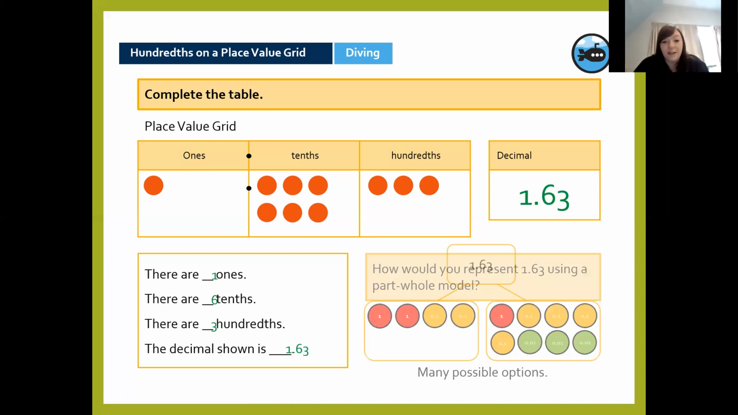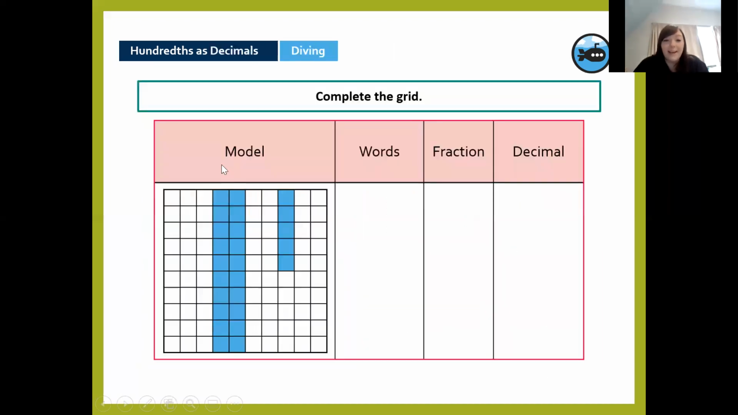Good, well done. Okay, here you have a bar model and it's split into hundredths. There are 100 equal parts. So to work that out as a fraction, you have to count how many there are shaded in. So pause the video now and count how many are shaded in, and you're writing that as a fraction.